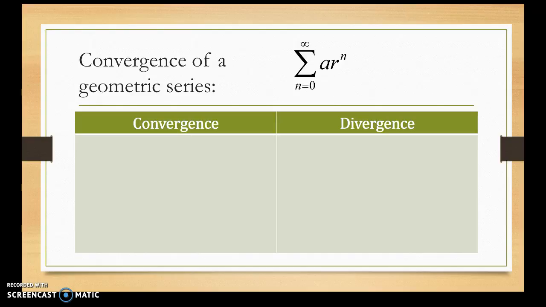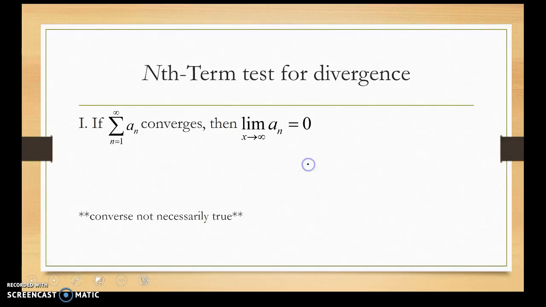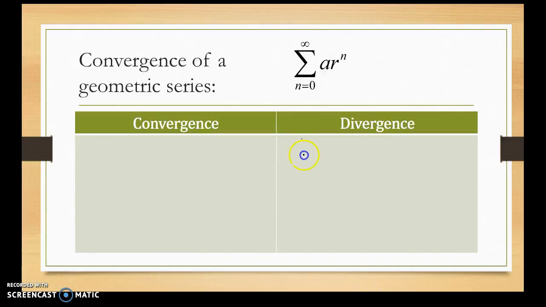A geometric series diverges if the absolute value of the ratio is greater than or equal to 1. So if our multiplier is bigger than or equal to 1, the series automatically diverges. The series converges if the absolute value of the ratio is between 0 and 1. So we can have negative ratios to determine convergence or divergence. We just look at the absolute value of those.